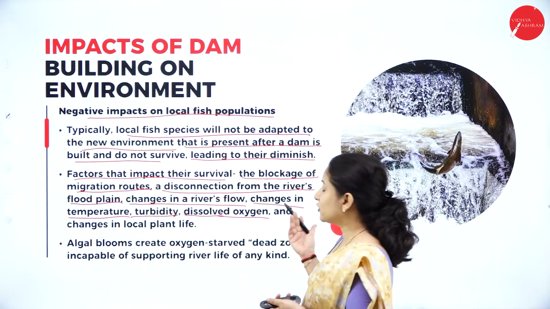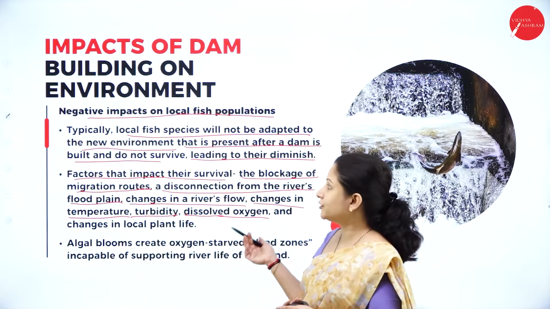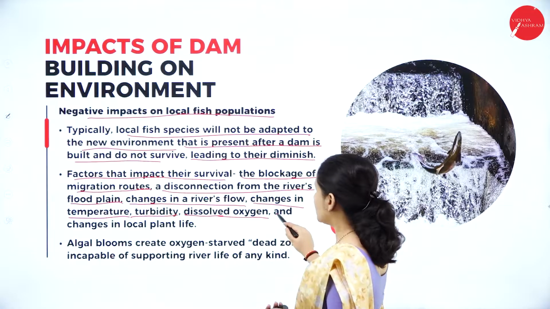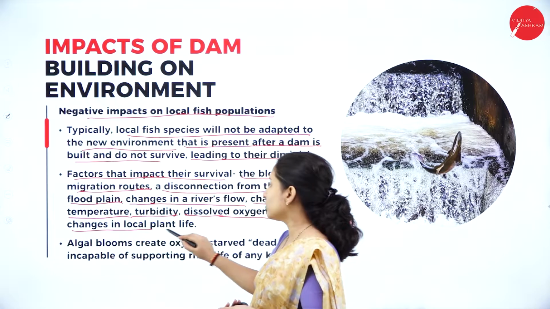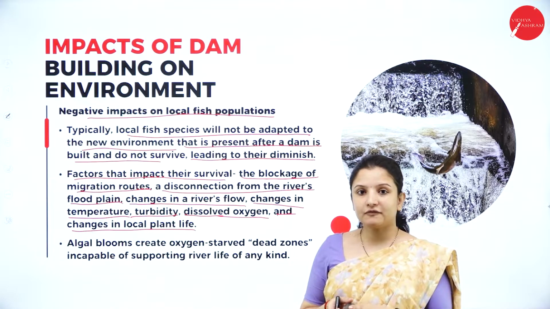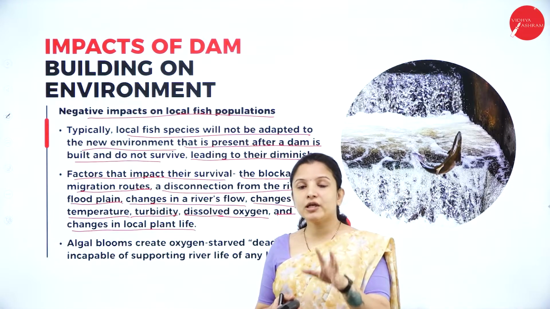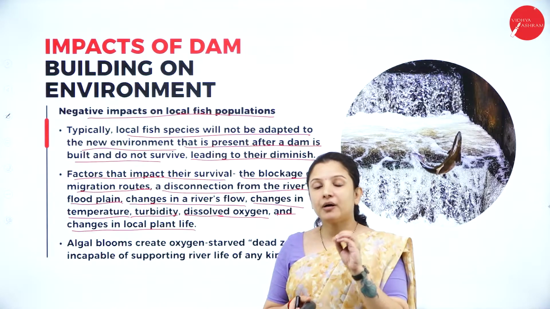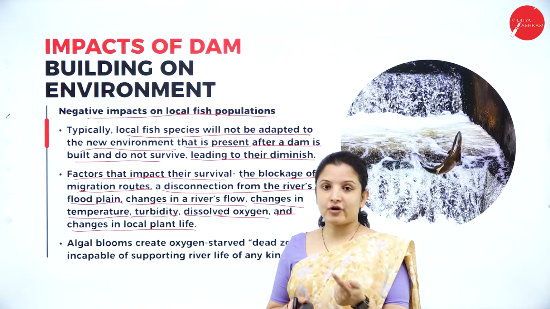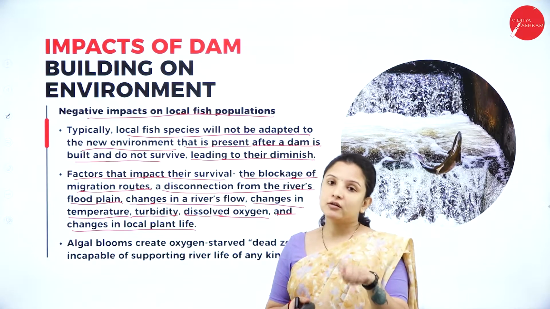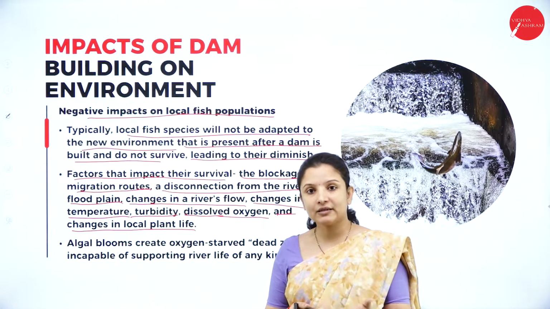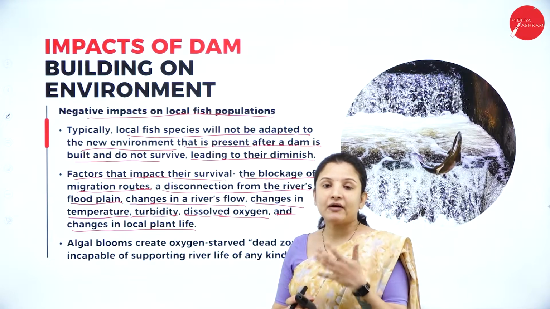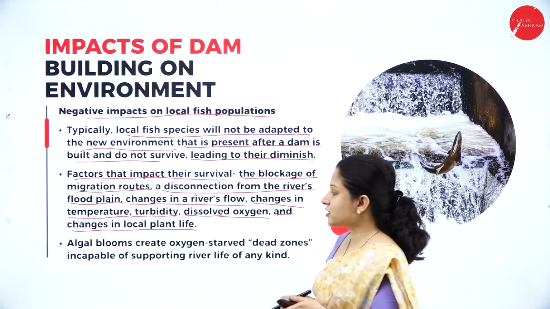So therefore, because of the lack of dissolved oxygen also, the local fish population can get diminished, and also because of changes in the local plant life. So these local fishes can depend only on the local aquatic plants in which they are there. But if these plants get destroyed because of dam construction, the local fish population will also get destroyed eventually. So this is how building of dam can have a negative impact on the local fish population.